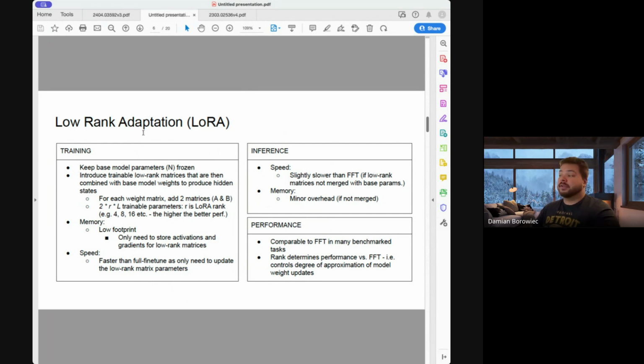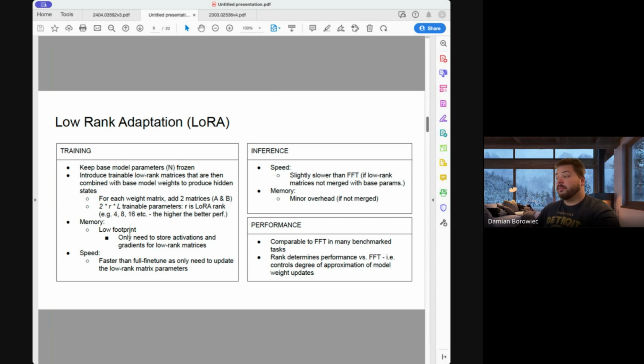Yeah, so the idea is quite similar to adapters. But instead, we introduce trainable low-rank matrices that are combined with the base model weights to produce the hidden states of the model. For each weight matrix in the model, we would add two matrices, A and B, and those would be like the down projection and the up projection. And therefore, we reduce the number of trainable parameters because those are lower rank matrices. And we can adjust the rank of these matrices, which allows us to tweak the performance of the LoRA adaptation. If we pick a lower rank, the information will be more approximated as opposed to a higher rank.